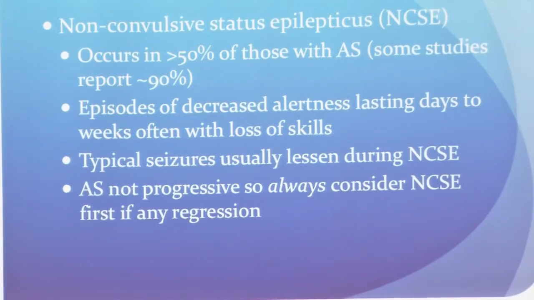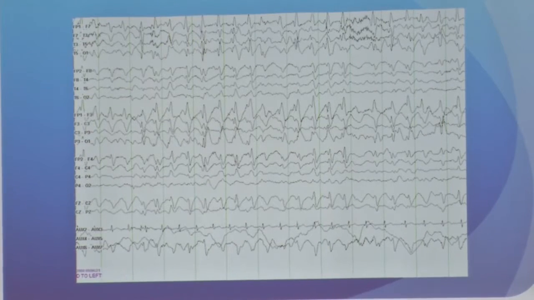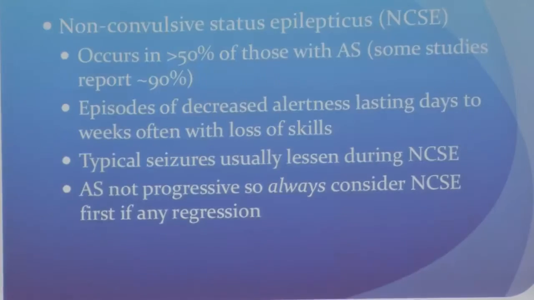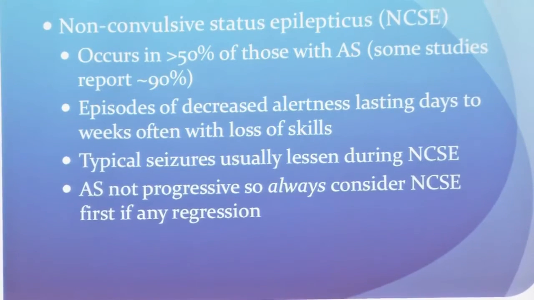And I mentioned non-convulsive status. This is something that's really more common in Angelman syndrome than other genetic disorders. And basically what happens is your EEG goes from looking okay to constant spikes. Kids will kind of be doing their thing. They'll be playing and eating and doing whatever they do, but their EEG just spikes all the time. And what happens is they just regress, and they regress quickly.